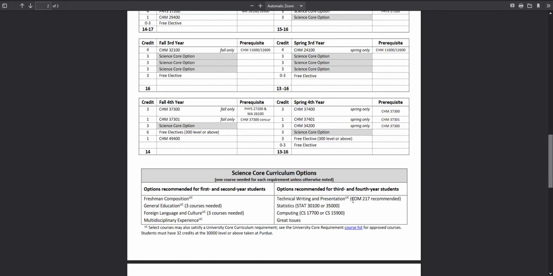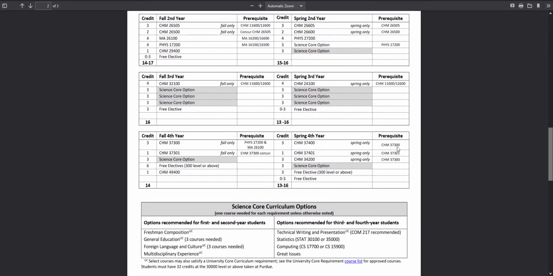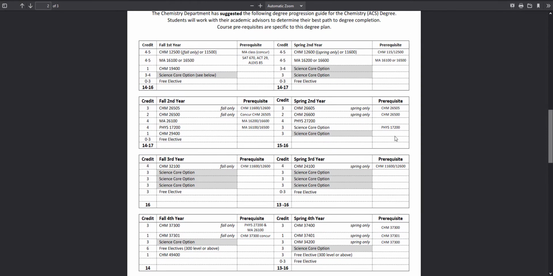I will tell you right now, come 2017, you're not going to get in it because the juniors and seniors have priority and they don't have enough spaces for the freshmen to take it. Stats and computing and grade issues, I often say you will only get in, you should take those junior, senior year along with some of your upper level chemistry classes.